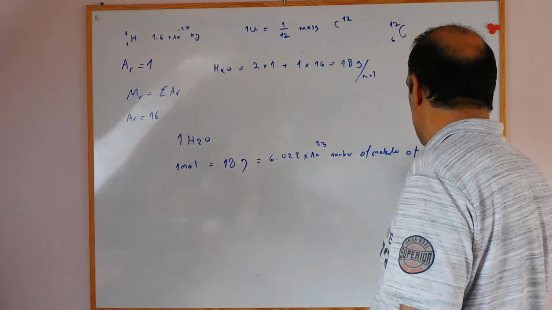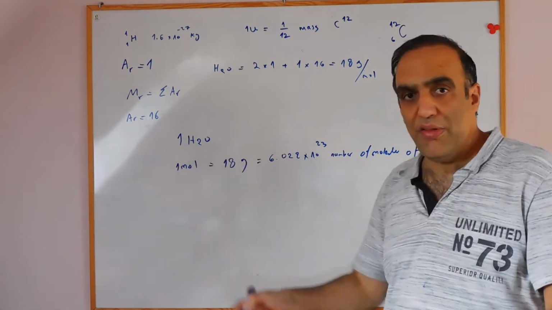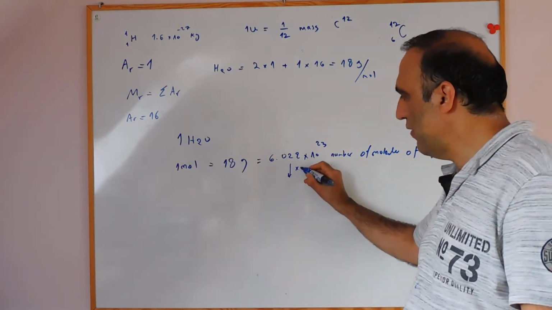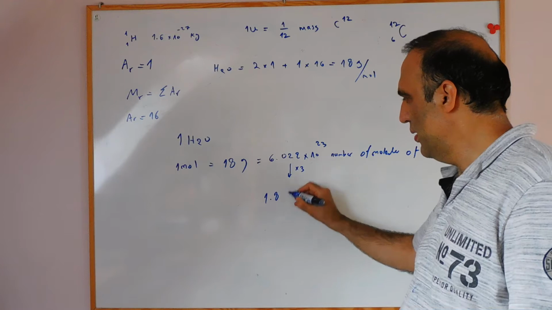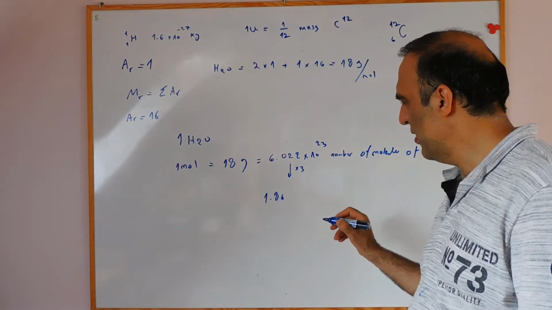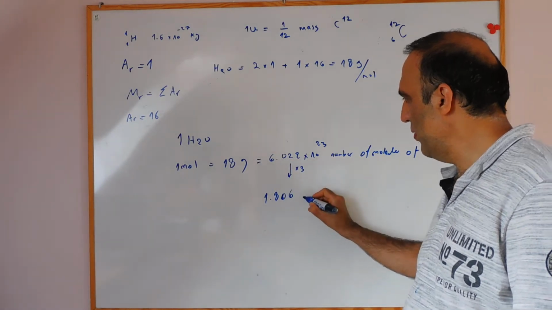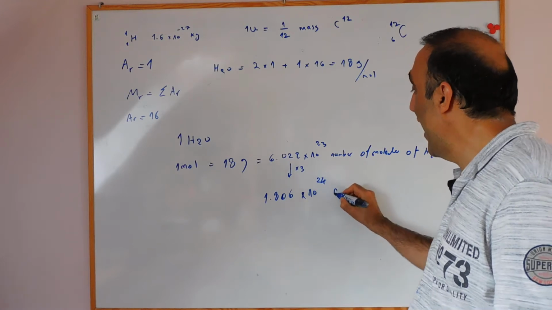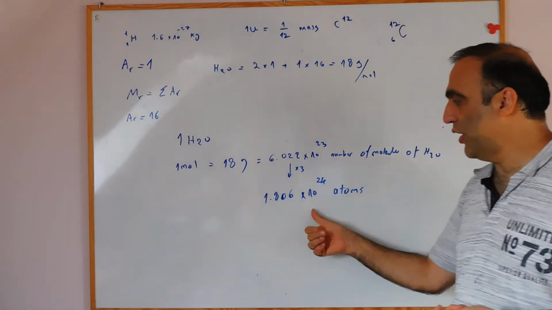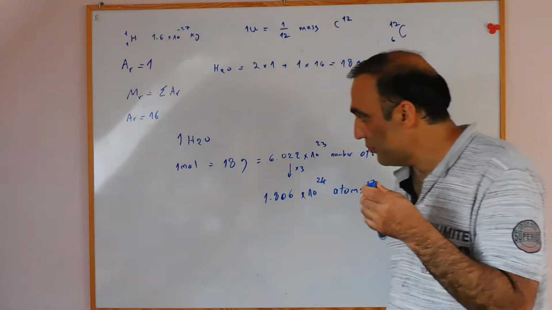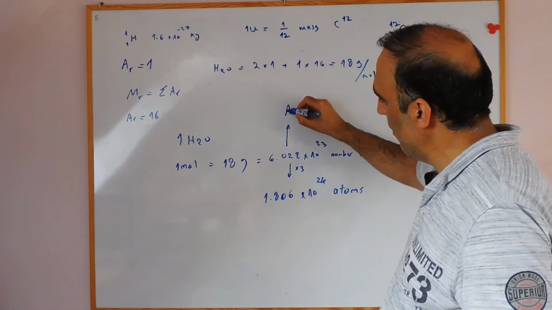Because every molecule of water has 3 atoms, if we multiply this by 3, it is equal to around 1.8 multiplied by 10 to the power of 24 atoms. Then 1 mole of water equals this amount of atoms. This number is called the Avogadro number.